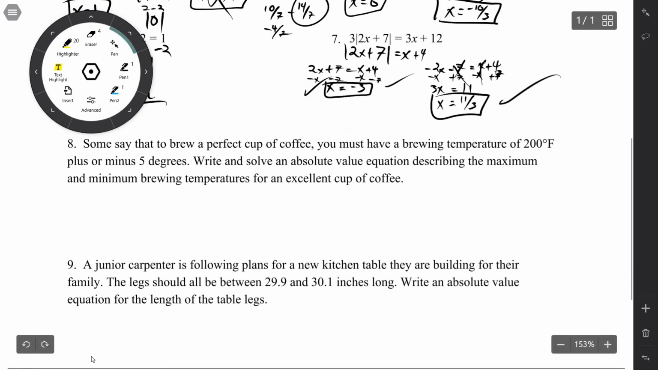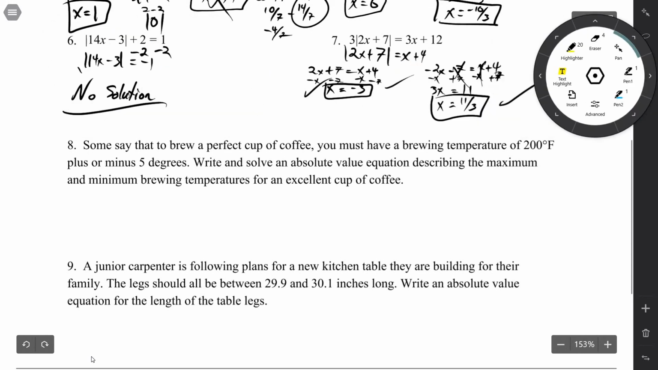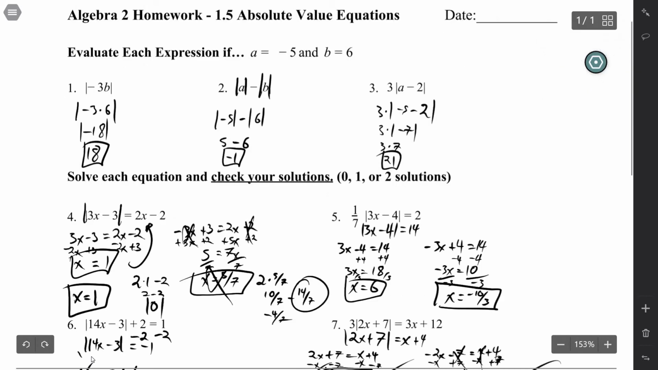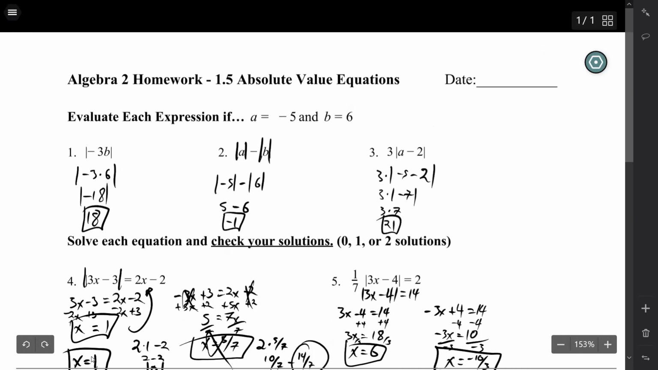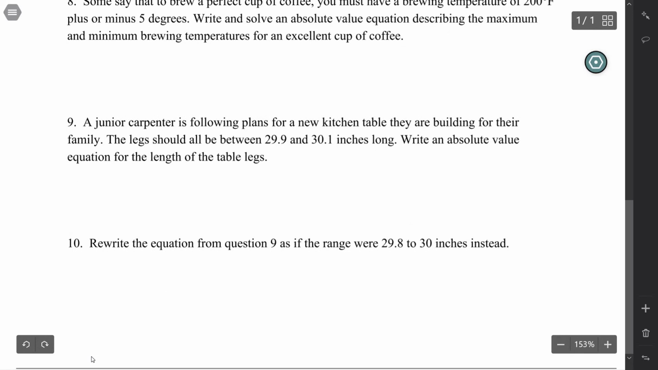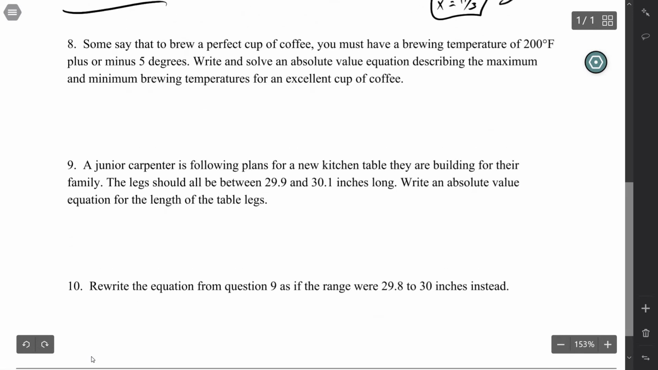Now let's jump over to what I know all of you guys were just anxiously waiting for, word problems. Let's see. What did I do there? There we go. Okay.